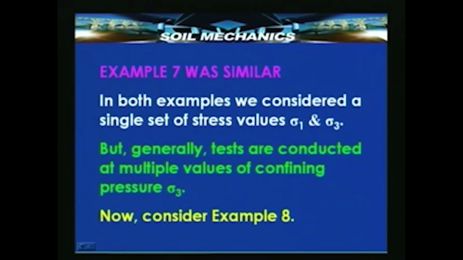Now, in both these examples, we considered a single test with one single sigma 3 and sigma 1. But as I mentioned a few minutes back, in a typical triaxial test, we always make use of several confining pressures and find out the corresponding failure axial stresses and plot more circles, one after the other, for each confining stress and find out a common tangent which will give us the failure envelope. So, let us see examples of that. Let us go to example number 8.